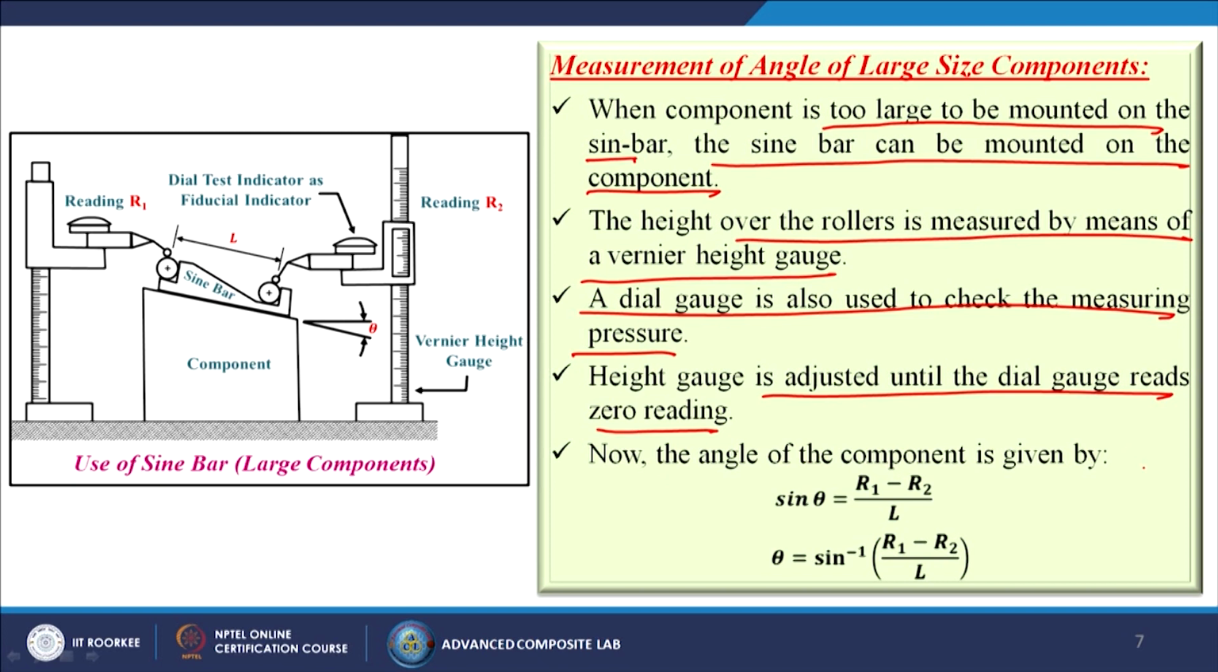Now, the angle of the component is given by sin theta is equal to R1, the reading of this vernier scale, minus R2 of this vernier scale, by capital L. So, L is nothing but this distance. So, theta is equal to sin inverse of capital R1 minus R2 by capital L.